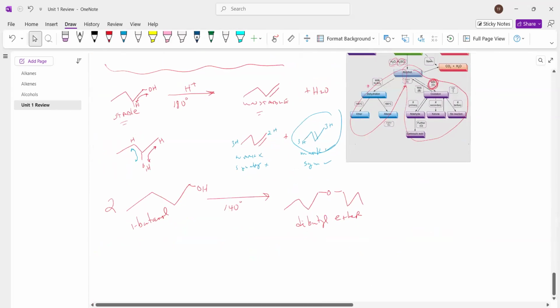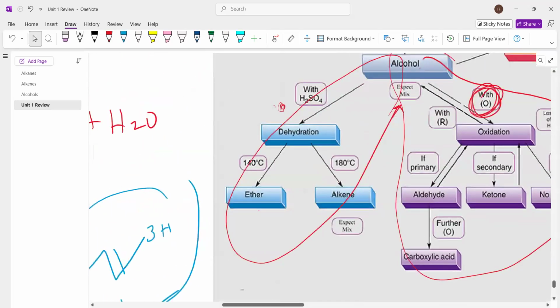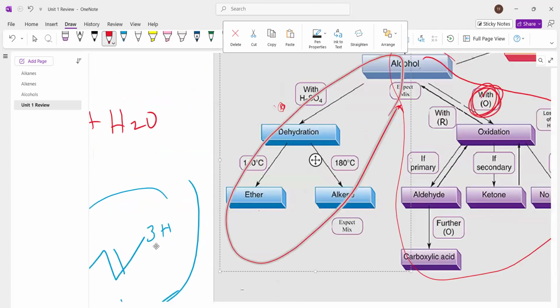Now the ethers, of all the reactions in Unit 1, this is probably the trickiest one when you end up creating a mix. On my flowchart I said expect a mix. Not all the time, but when the OH is in the middle of the molecule, you'll always get a mix. Okay, so did that help?